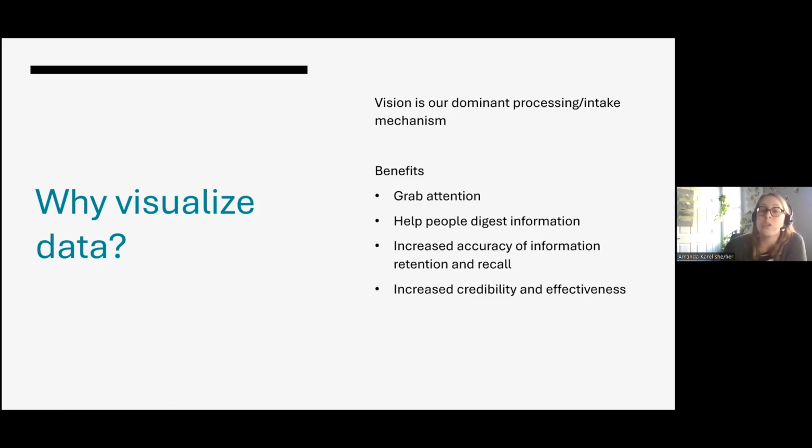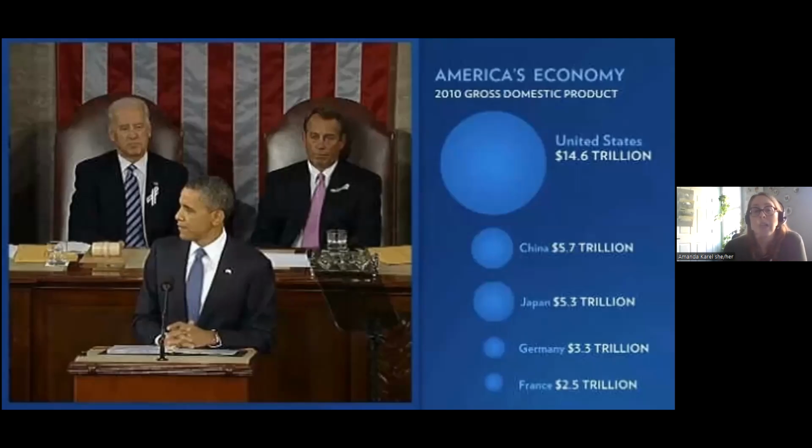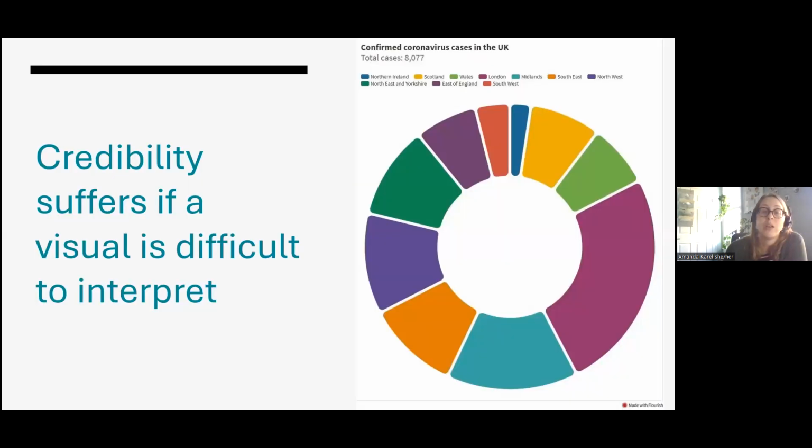And so many speakers will lean into this. In fact, during his 2014 State of the Union, President Obama's staff live tweeted charts to illustrate the points he was making as he spoke. I don't know if another president has done that since. But at the same time, credibility can really suffer if a data visualization is difficult to understand.